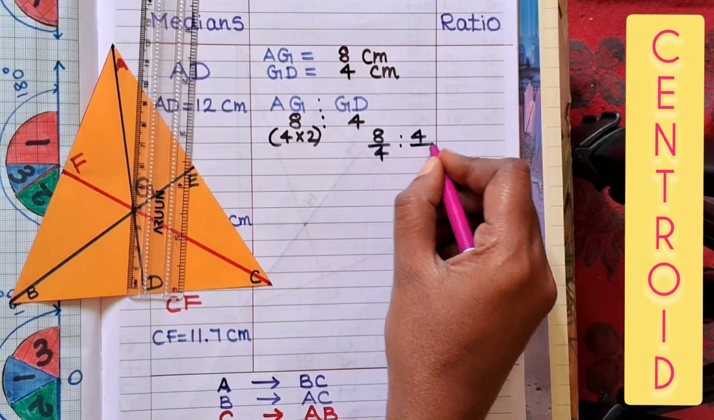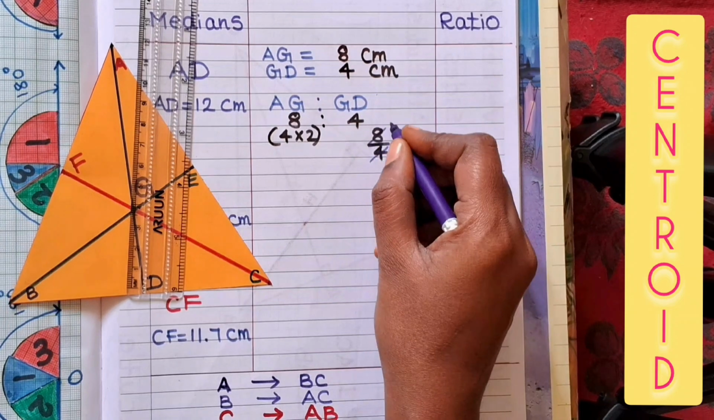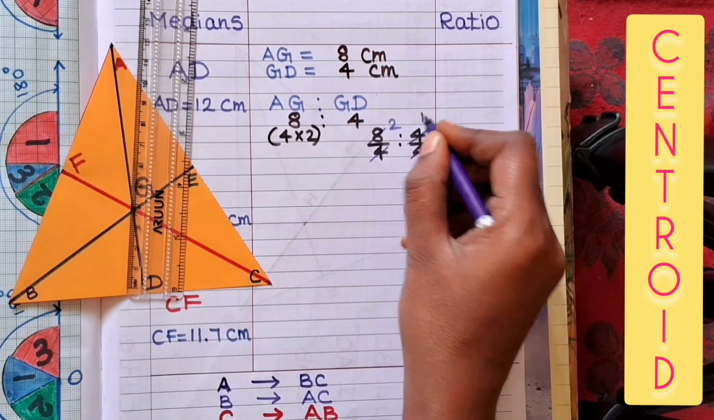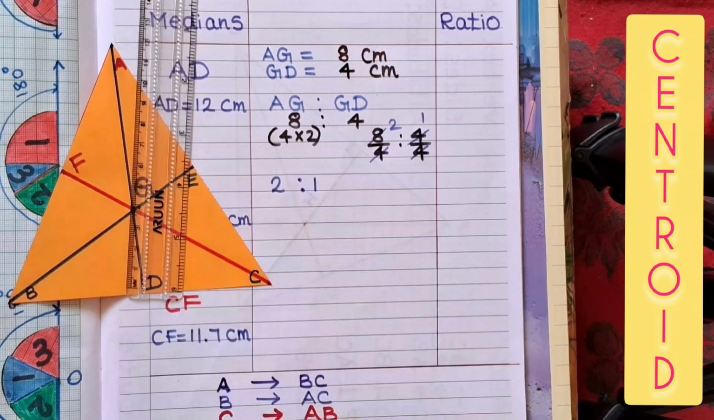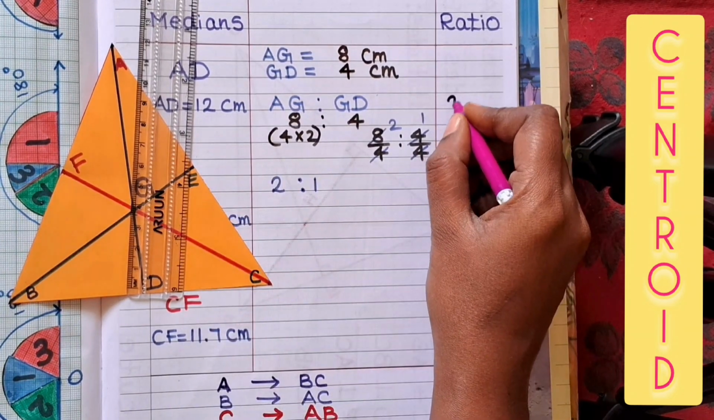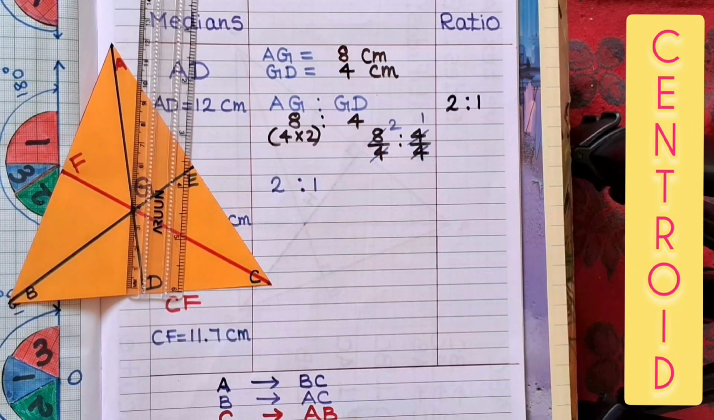We need to find the ratio between them. So AG is to GD, 8 is to 4. So 8 is 2 times 4 is 8. From this we can conclude the ratio of AG is to GD is 2:1.